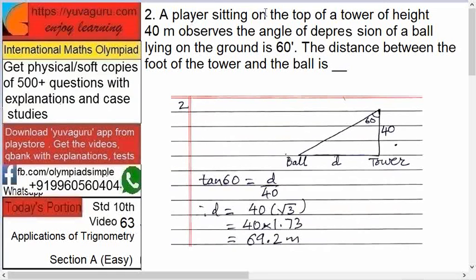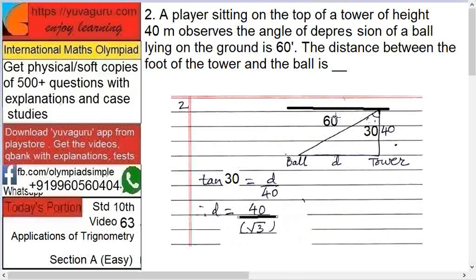A player sitting on the top of a tower of height 40 meters observes an angle of depression of a ball lying on the ground as 60 degrees. The distance between the foot of the tower and the ball is, here the height of the tower is given as 40. This guy is sitting over here, and he observes the angle of depression as 60 degrees. See, this angle of depression is counted like this along with the horizontal.